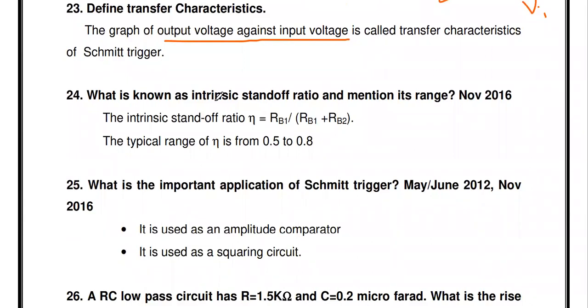Then what is known as intrinsic standoff ratio, and mention its range. It's a November 2016 question. In UJT, the intrinsic standoff ratio eta is nothing but RB1 by RB1 plus RB2. RB1 plus RB2 is the interbase resistance. So this ratio is called the intrinsic standoff ratio. And the eta value should be 0.5 to 0.8 for UJT.